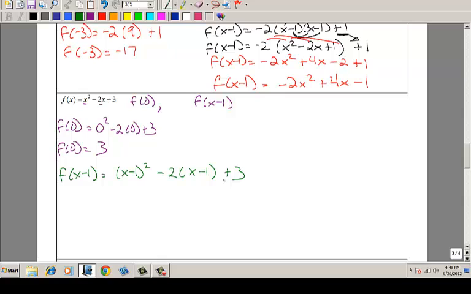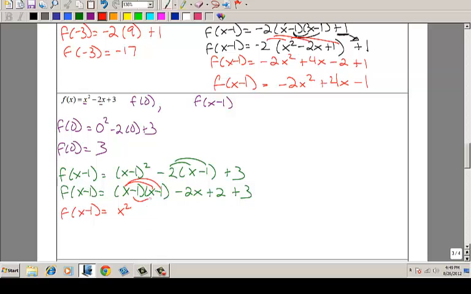And now I simplify. Again, if it's helpful to you, I would write this out as x minus 1 times x minus 1 so we don't forget to distribute. Let's distribute this negative 2 here, negative 2x plus 2, and don't forget to bring down your plus 3. If I multiply x minus 1 times x minus 1, I get the same thing I got before. It would be x squared, minus 1x gives me minus 2x. Negative 1 times negative 1 is a positive 1. I'm going to write everything else down.